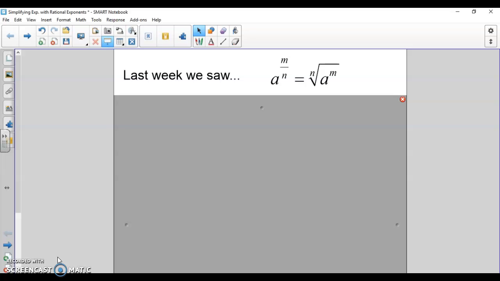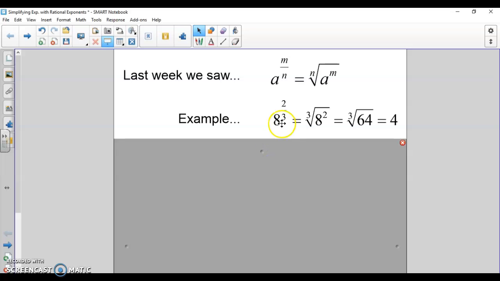So very quickly, recapping last week, we did see some rational exponents, so fractions in the exponents. What that meant was we can rewrite it in radical form. So a to the m over n is the nth root of a to the m. M is the exponent that's inside with it. They just match up. So looking at an example, if we have 8 to the 2/3, that means it's really the cube root of 8 squared, which is the cube root of 64, which in turn is 4.